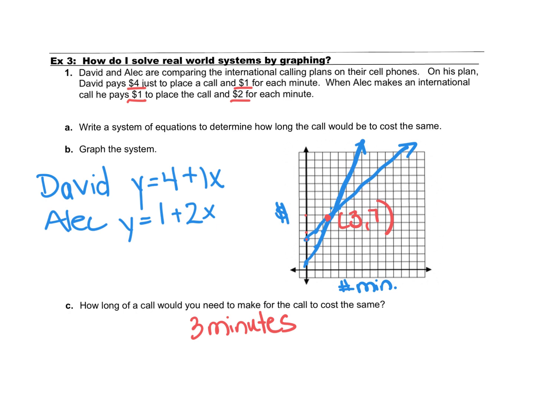And notice if I plugged in my y, which is 7, is that equal to 4 plus 1 times 3? Well, 1 times 3 is 3, plus 4 is equal to 7. And if I plugged it in down here, 7 is equal to 1 plus 2 times 3, and that equals 7 as well. So after 3 minutes, they're going to pay the same to make the calls.